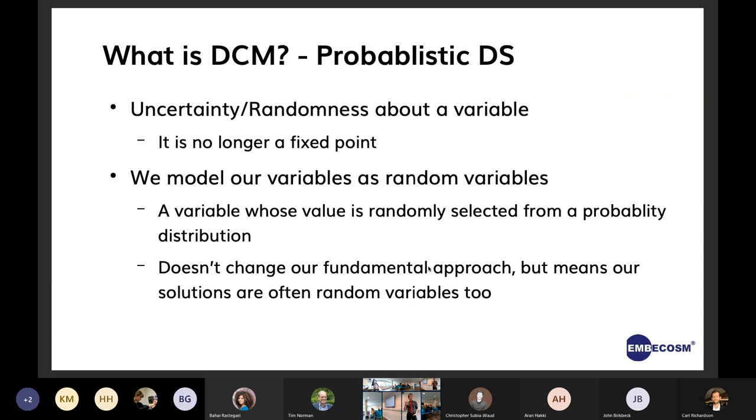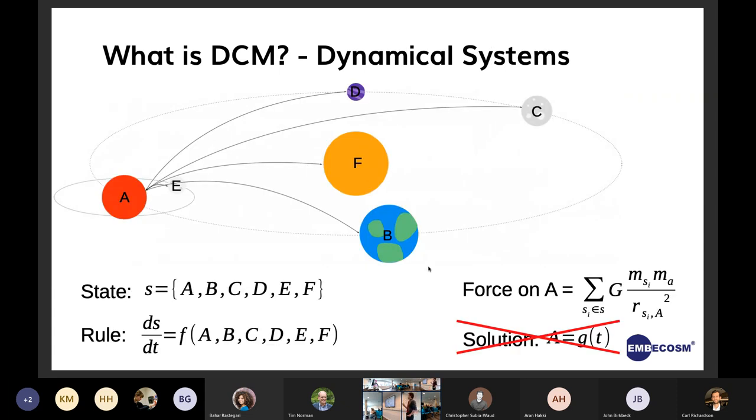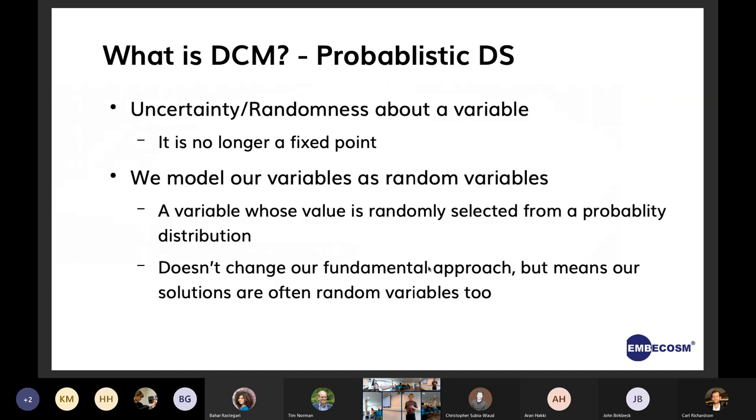that we often have to deal with in practice, and will have to deal with in practice with dynamic causal modeling. This is a deterministic dynamical system as I've just described it. All of our things are nice and deterministic. In the real world, we often don't have the luxury of dealing with determinism, and we have to deal with uncertainty or randomness about the things in our system. We're taking our variables and replacing them with random variables. This conceptually doesn't really change what we're doing, but it does make things substantially more complicated on the computing side.